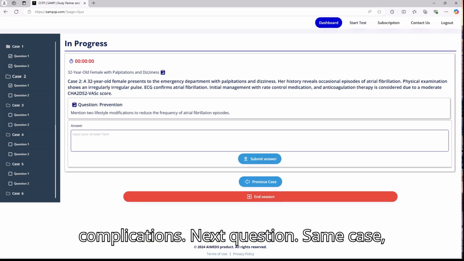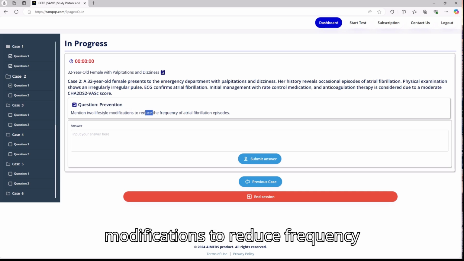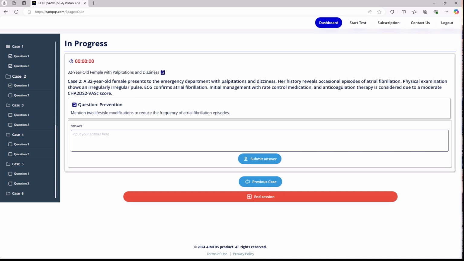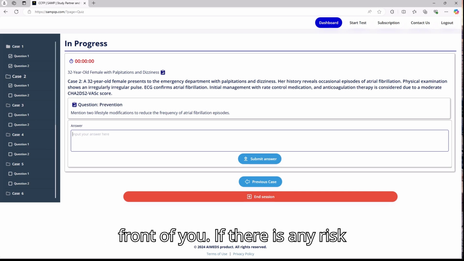Next question, same case, 32, presents with palpitations and dizziness. Mention 2 lifestyle modifications to reduce frequency of atrial fibrillation. So you need to think about the case in front of you. If there is any risk factor, you can mention it.